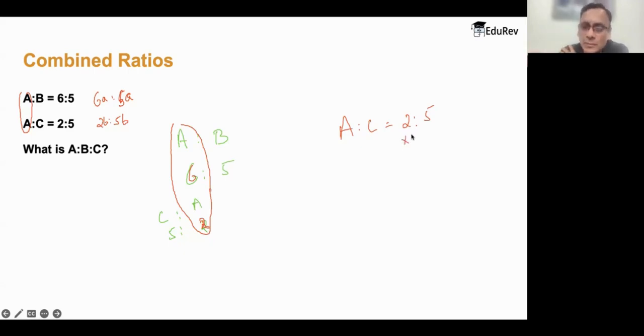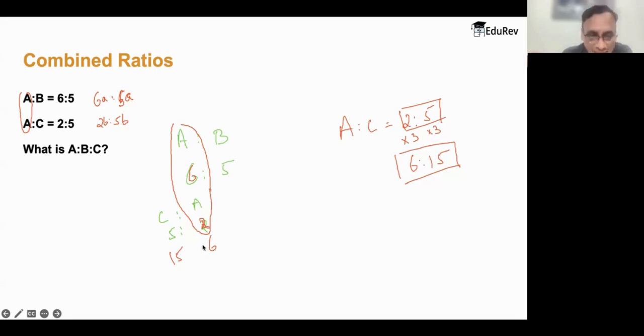And if I multiply both of them by 3, it does not matter, because 2:5 multiplied by 3 gives you 6:15. And I'm sure you can figure out that 6:15 is the same ratio as 2:5, because the common term is 3. If you eliminate 3 from both, you will end up with 2:5. So 2:5 and 6:15, there is absolutely no difference. But 6:15 makes so much sense for us because A is now 6 in the first ratio and A is 6 in the second ratio as well.